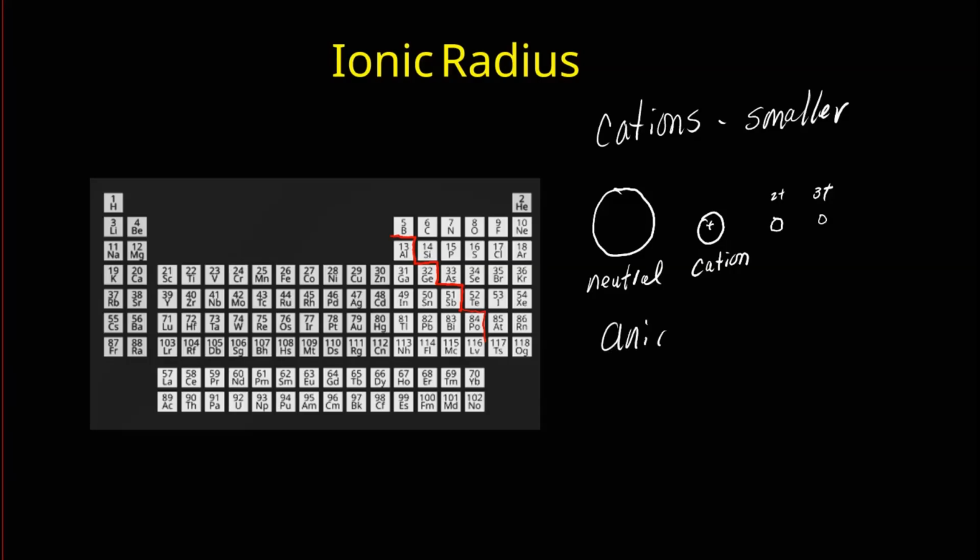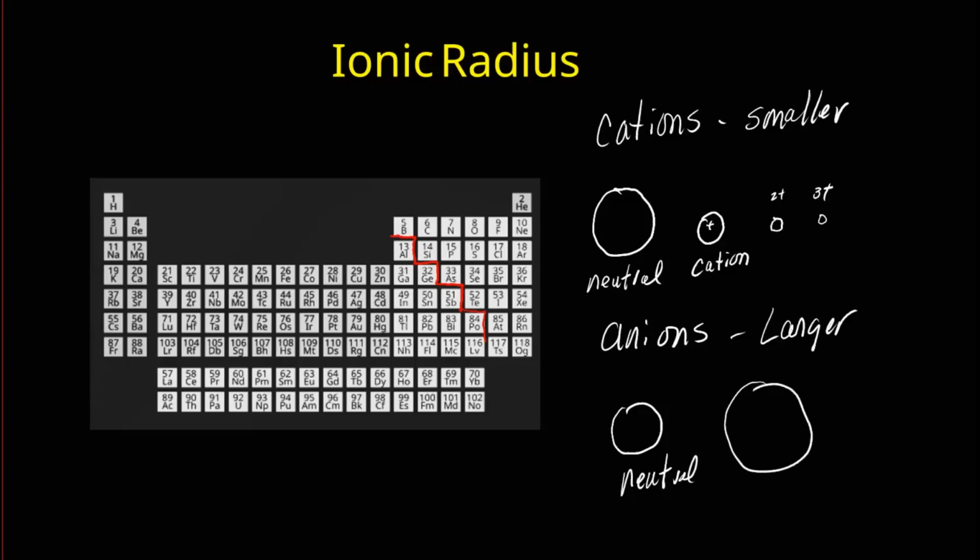Anions are larger because when I add additional electrons, the electron repulsion increases, causing it to be larger. Again, if I have a neutral atom and it is negatively charged, it's going to be larger. So if it's 1 negative or 2 negative, it's going to be even larger because the repulsive forces increase.